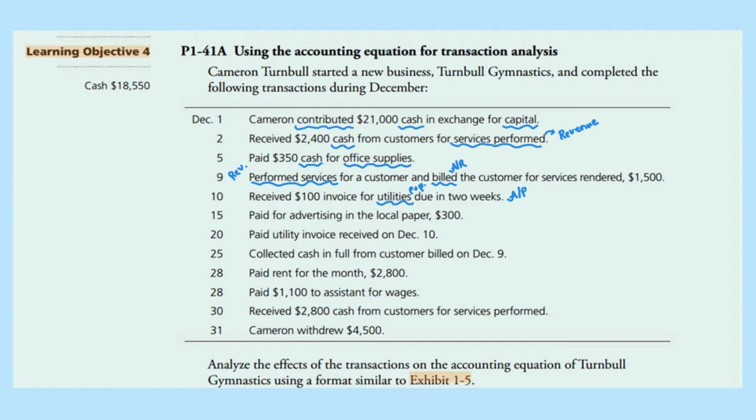On December 15th, paid for advertising in the local paper $300. Paid means cash decreased. For advertising, advertising is an expense account.